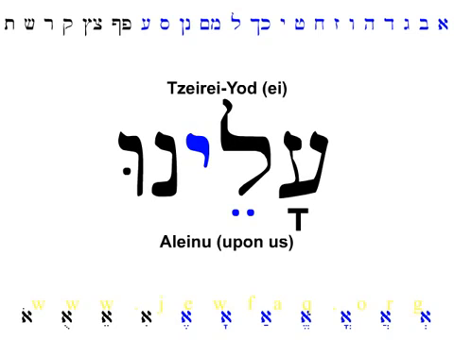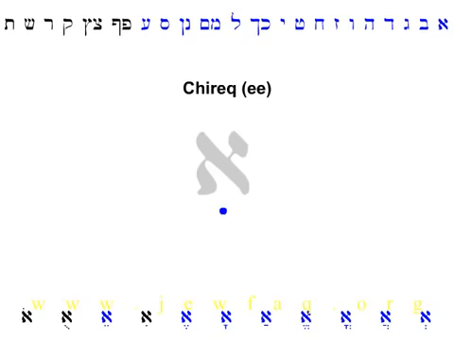Tsere with a yud appears in the word aleinu, the name of a well-known prayer that's near the end of every synagogue service. The word itself just means on us, which is the first word of the prayer. Ayin, kametz, lamed, tsere with the yud, nun, and shurech. A, le, nu, aleinu.